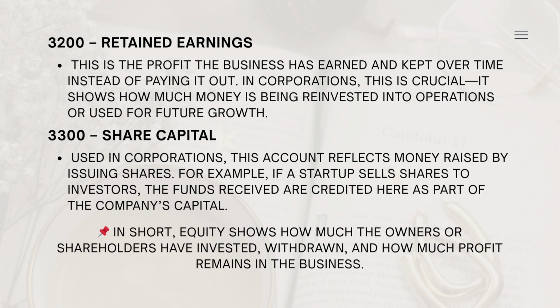3200 retained earnings. This is the profit the business has earned and kept over time instead of paying it out. In corporations, this is crucial. It shows how much money is being reinvested into operations or used for future growth. 3300 share capital, used in corporations. This account reflects money raised by issuing shares. For example, if a startup sells shares to investors, the funds received are credited here as part of the company's capital. In short, equity shows how much the owners or shareholders have invested, withdrawn, and how much profit remains in the business.